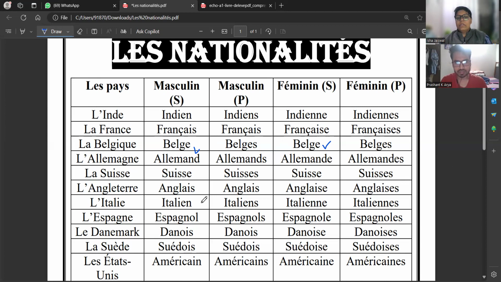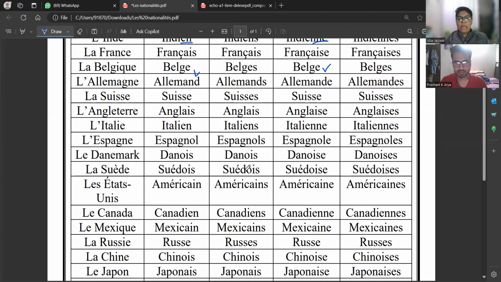For most of the nationalities, we just add an E to make it feminine. But if your nationality is ending in IEN, what do we do? For the feminine one, we double the N and then add E. When your nationality is ending in IEN, we double the last consonant and then add E. Italian, all the IENs.